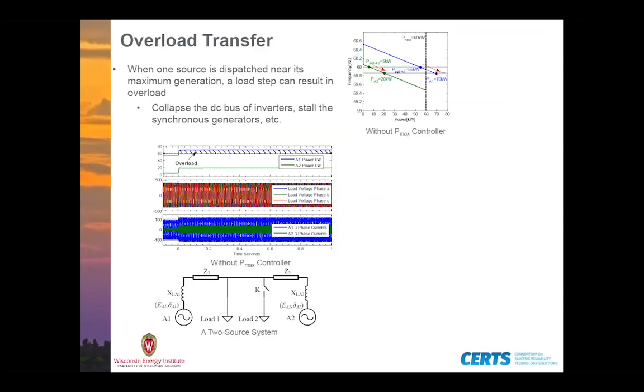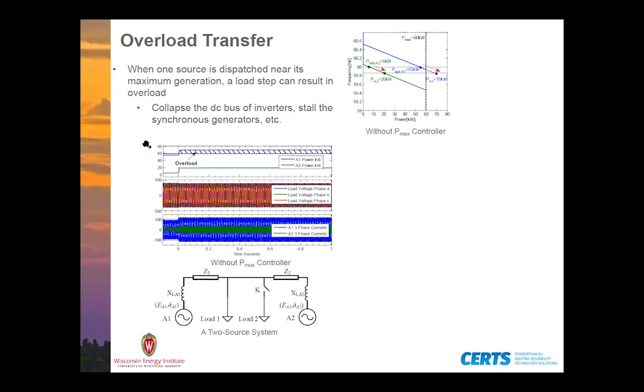Let's use a very simple case as an example. Here we have a very simple system, a two-source system. We dispatch the output power of A1 near its maximum generation, as shown here. That's normal, because in a microgrid you always want to dispatch your power between the sources. In this situation, if we switch this load on, we can see that both A1 and A2 increase their currents to meet the load change, and the voltage is almost constant, because both of them are grid-forming voltage sources. The voltage is constant and the currents just increase to meet the load change. That's basic circuit theory.